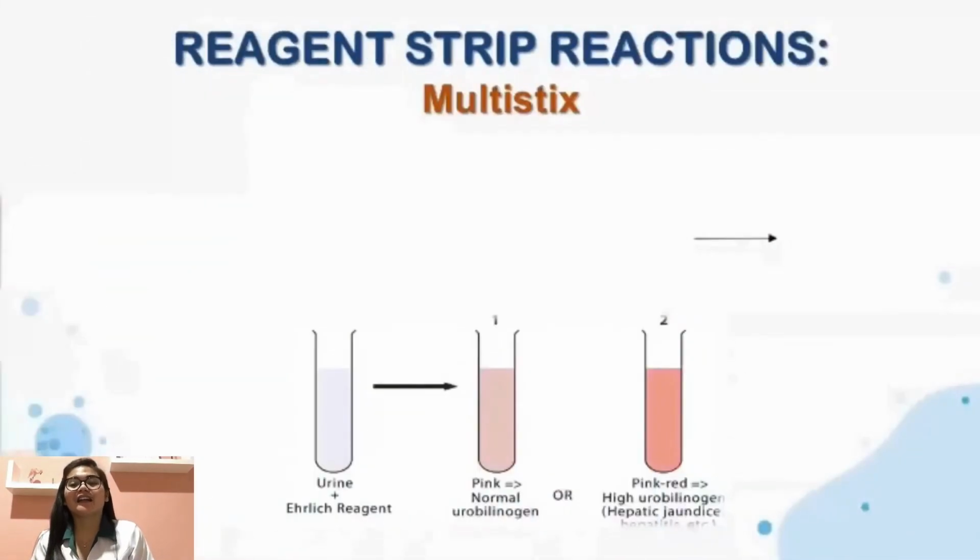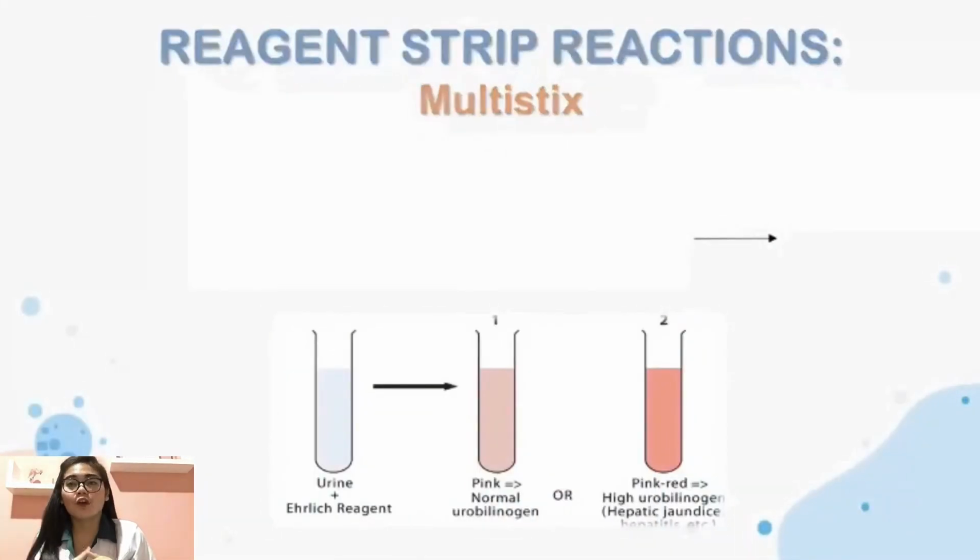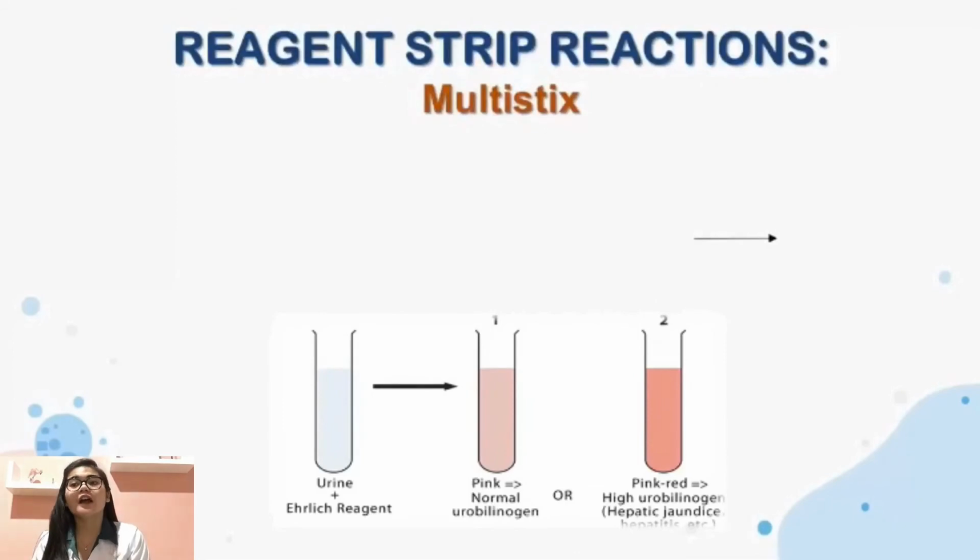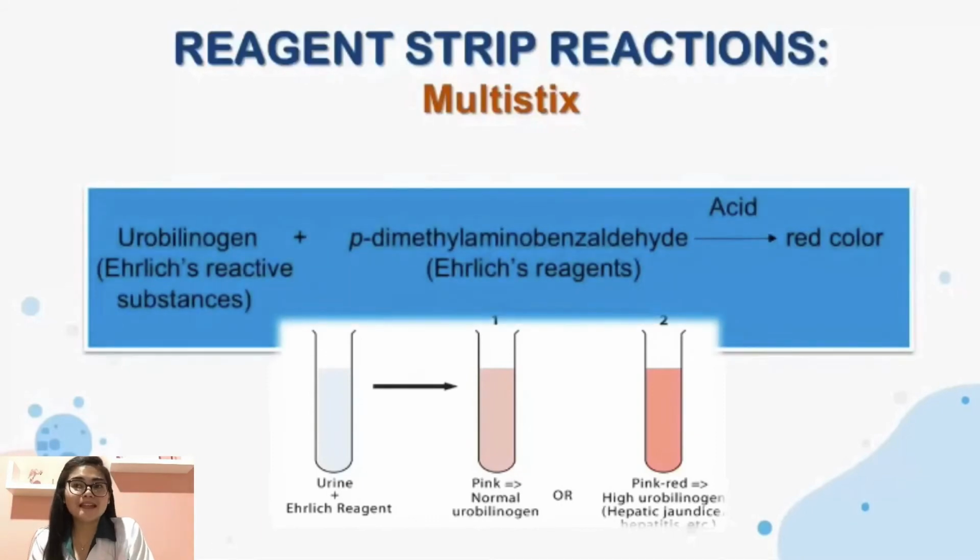Next is the chemical formula for the formation of the red color for Multistix. The urobilinogen plus the p-dimethylaminobenzaldehyde: the presence of urobilinogen added with the Ehrlich reagent results in a red color.